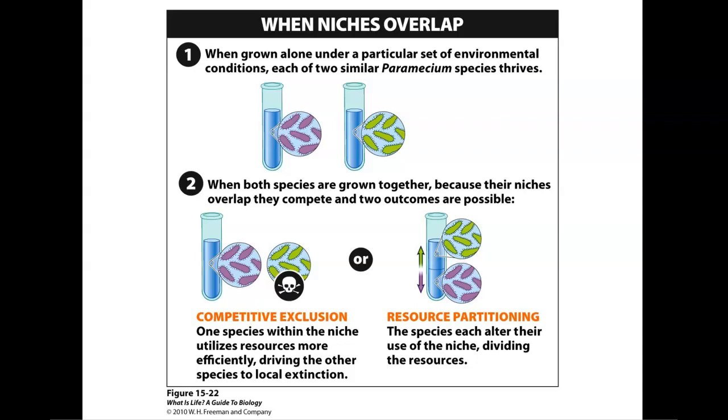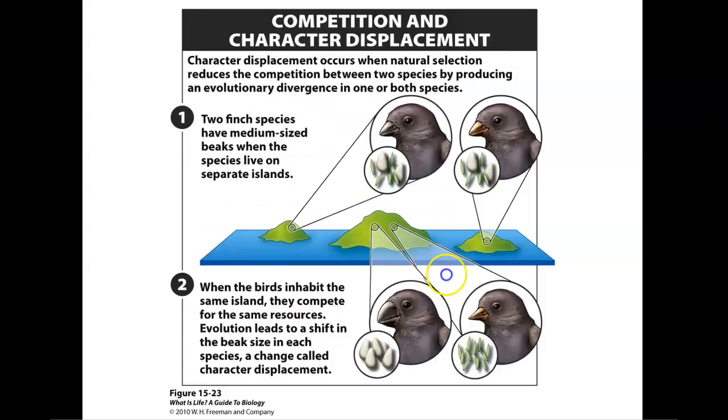With resource partitioning, these species each are going to alter their use of the niche, and they're going to divide their resources between the 2. Character displacement is going to occur when natural selection reduces the competition between 2 species by producing an evolutionary divergence in one or both of those species.